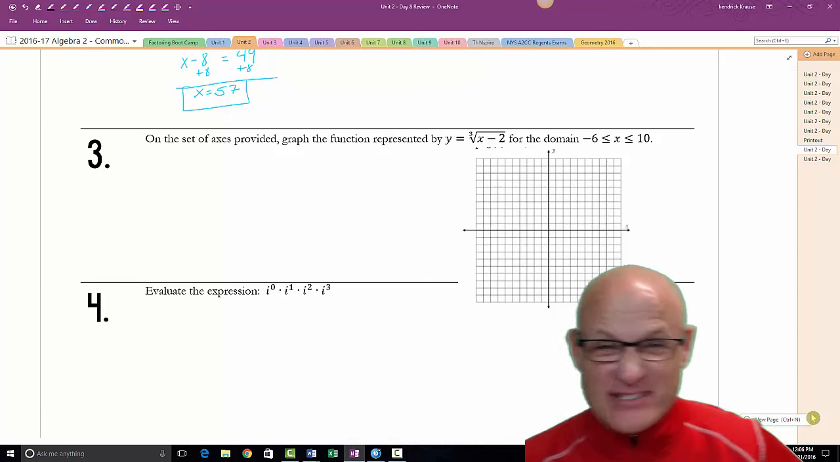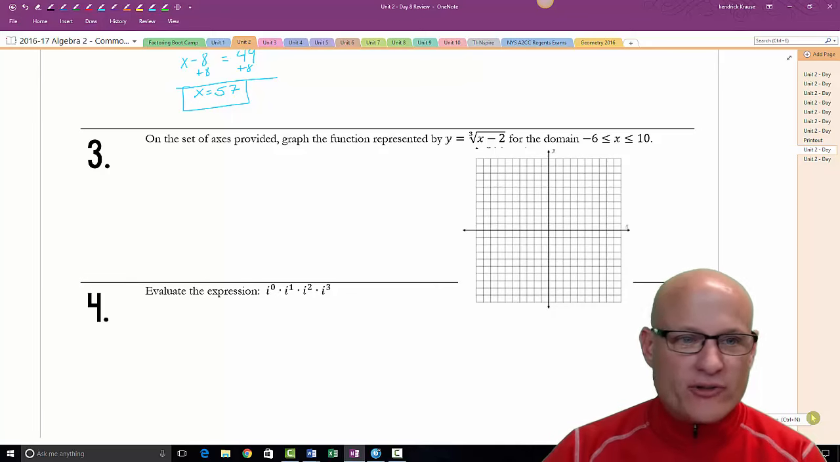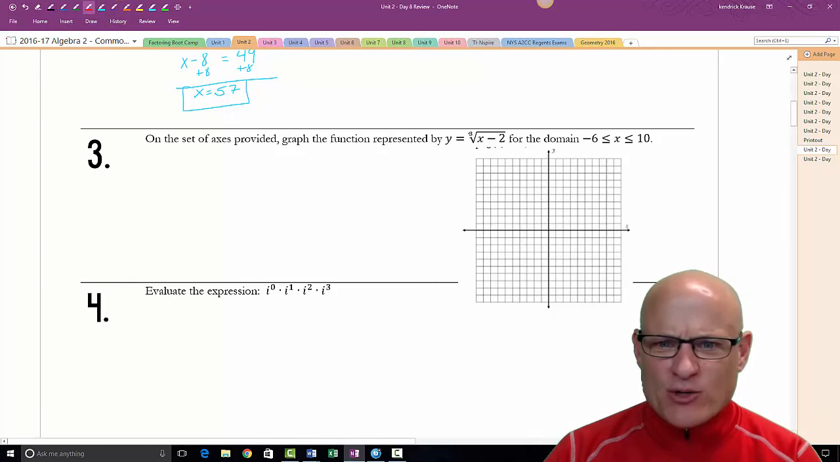Well, somehow I forgot to put that graph in there. I apologize about that one. So I got one in there. Not the greatest graph, but we're going to use it anyway. All right, so I've got to graph this thing right here.